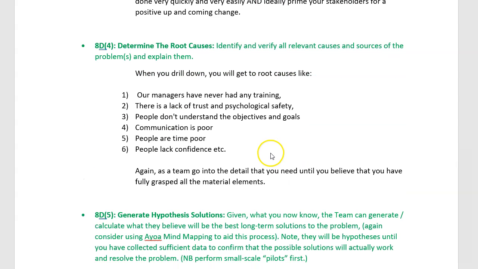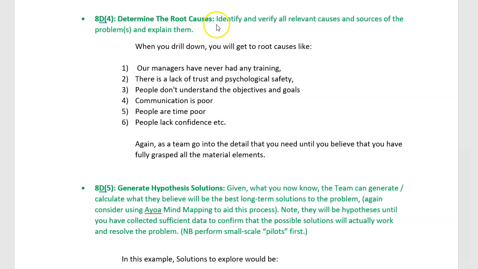8D Discipline 4, determine the root causes. You might wish to utilise the 5 whys technique to help here. See our other blog post on this. And almost certainly AOA will be able to help the team in this process as well. For our example, the descriptions and visualisation really help to guide our root cause insights.